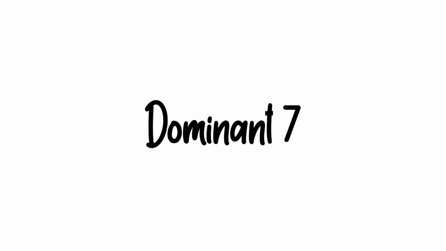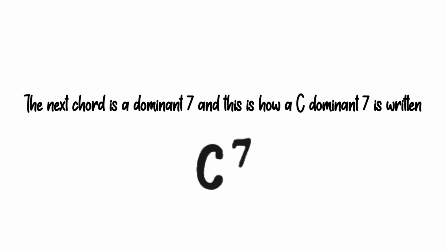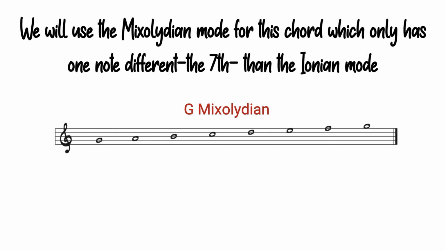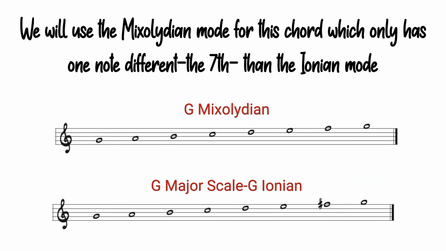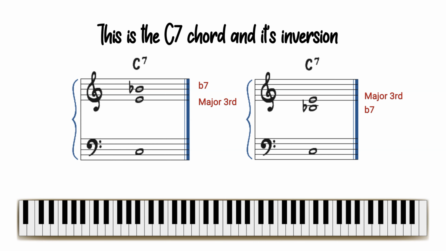Dominant 7. The next chord is a dominant 7th, and this is how a C dominant 7th is written. We will use the Mixolydian mode for this chord, which only has one note different, the 7th, than the Ionian mode. The major third is the E, and the flat 7 is the B flat. This is a C7 chord and its inversion.